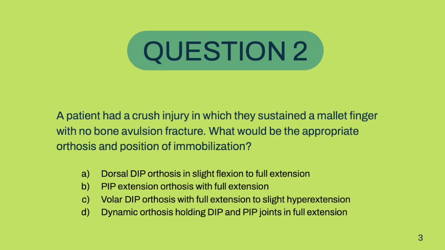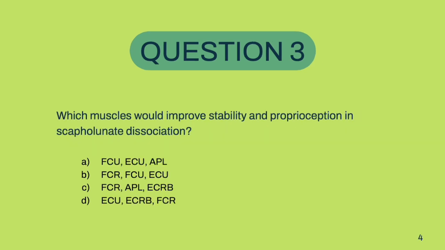Flexion is not appropriate. Question 3, correct answer is C. The FCR, APL, and ECRB and L are the correct choice. They help to stabilize the scapholunate joint and pull the scaphoid into a more stable supinated position.